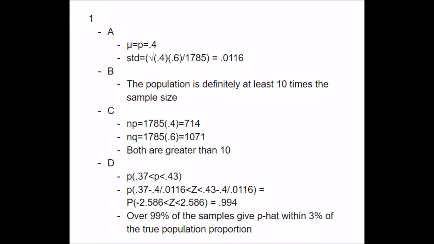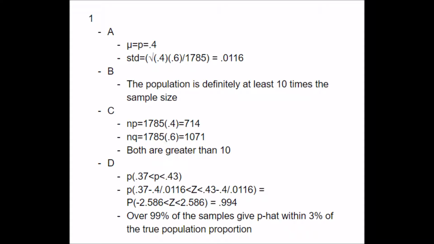Part D says, find the probability that p hat takes a value between 0.37 and 0.43. Will an SRS of size 1,785 usually give a result p hat within plus or minus 3 percentage points of the true population proportion? So to do this, you have to do the z-score formula with both 0.37 and 0.43. So you do 0.37 minus 0.4 over 0.0116 because that's our standard deviation. And then you also do 0.43 minus 0.4 over 0.0116.